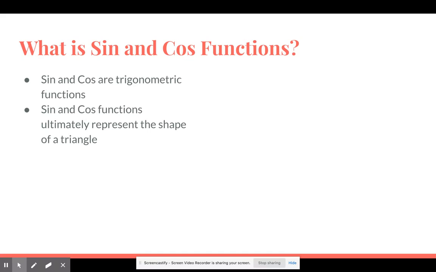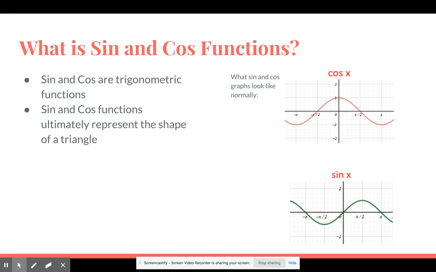Sine and cosine are trigonometric functions. Sine and cosine functions usually represent the shape of a triangle. What sine and cosine graphs normally look like is shown right here: a cosine graph shown above and a sine graph shown below. They look very similar, they just start at different points.